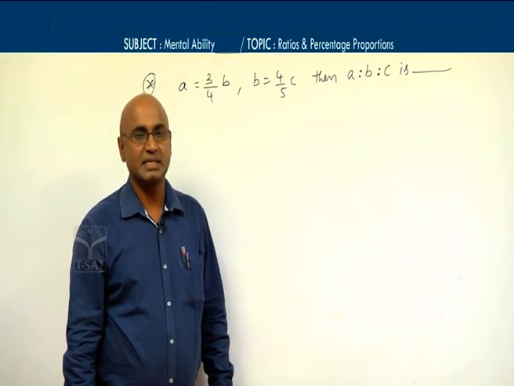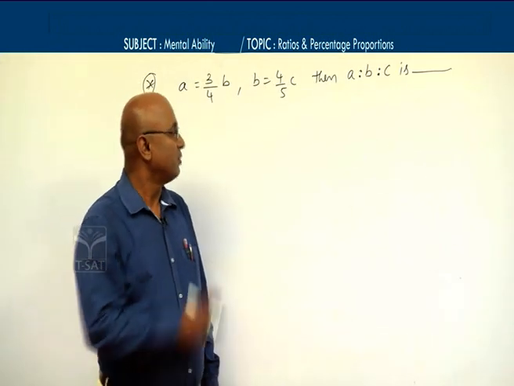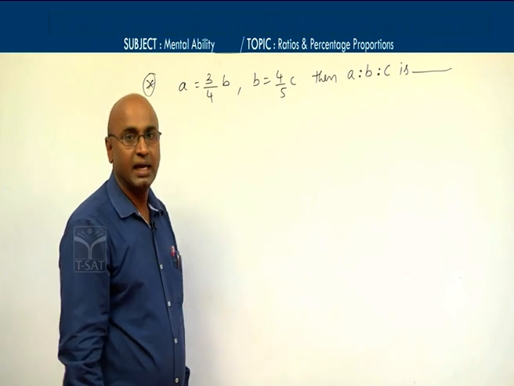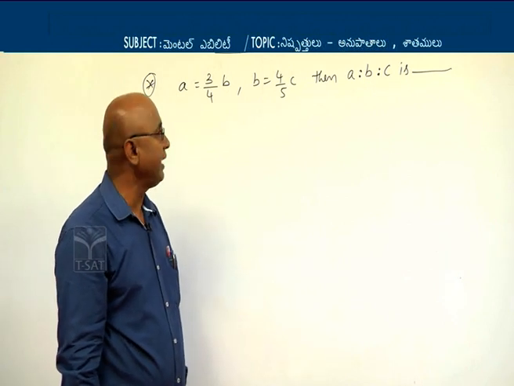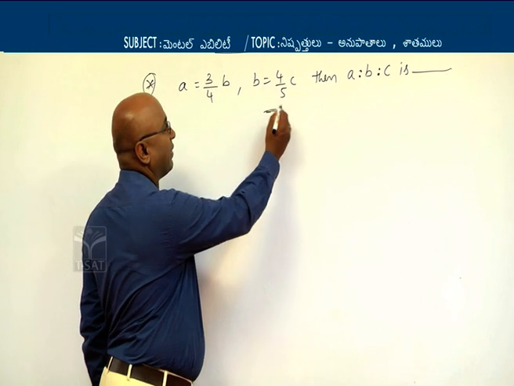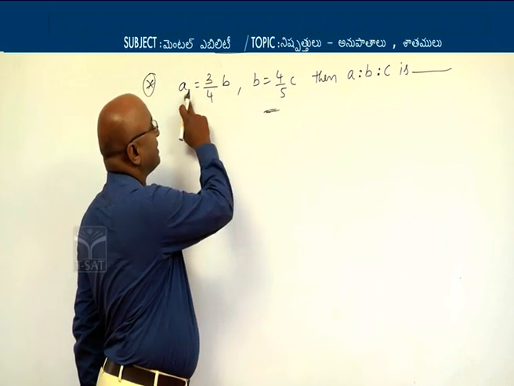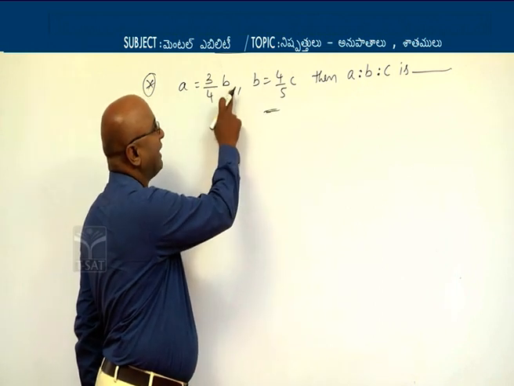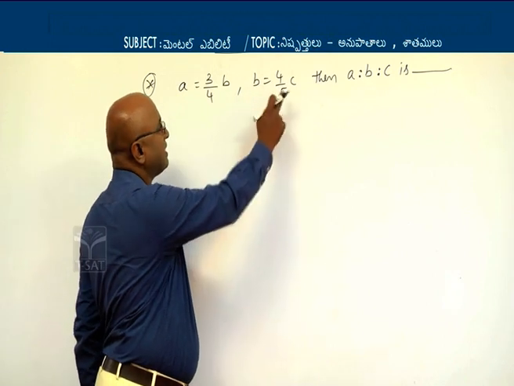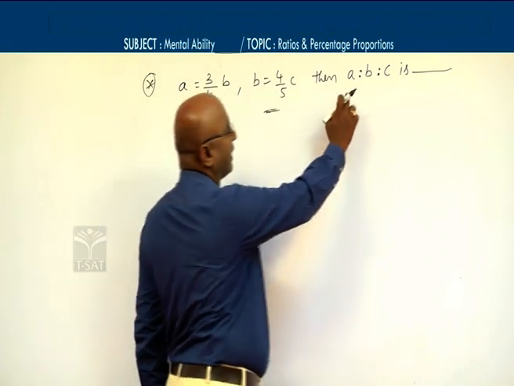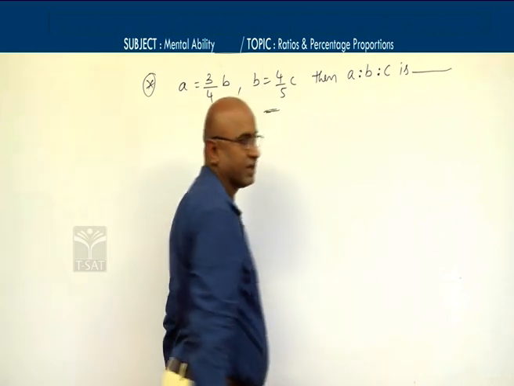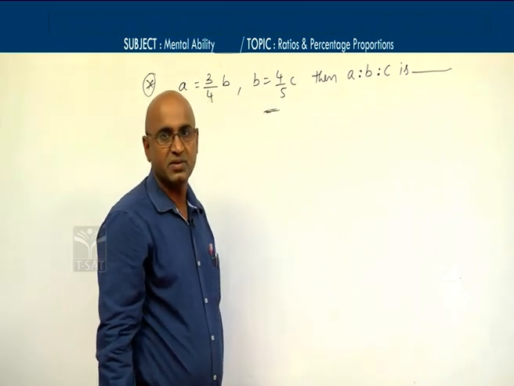And the next problem is, here two expressions are given. A is equal to 3 by 4 B and B is equal to 4 by 5 C. See, here three unknowns are there, A, B, C. Here, what he is asking is the ratio of A, B, C. What is the ratio of A is to B is to C?